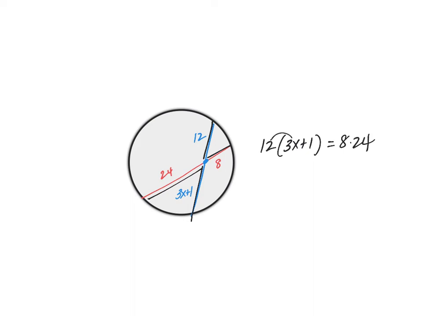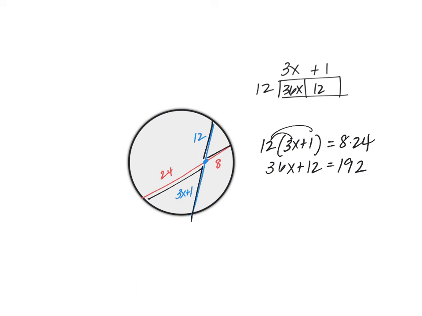Next, I'll distribute the 12 to both terms there, or use a generic rectangle to get me 36x plus 12 is equal to 8 times 24, which would be 192. Then from here, I'll subtract 12 from both sides, getting me 36x is equal to 180. And finally, I'll divide both sides by 36 to get x is equal to 5.